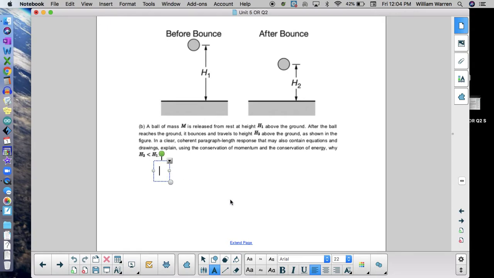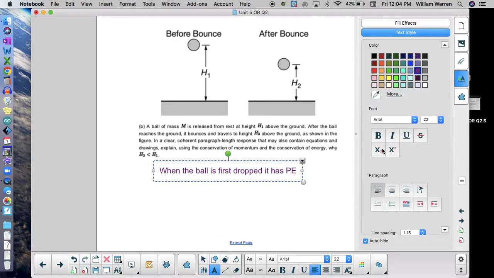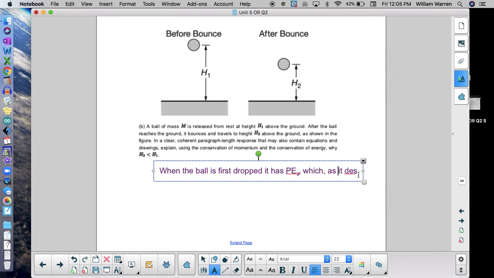why doesn't it come as high? We just said it. In fact, I said it by mistake in unit 5, open response Q1, as an example. I said, think about dropping a tennis ball or some such. It's the same thing here, right? So when the ball is first dropped, it has gravitational PE, which as it descends turns into kinetic energy.